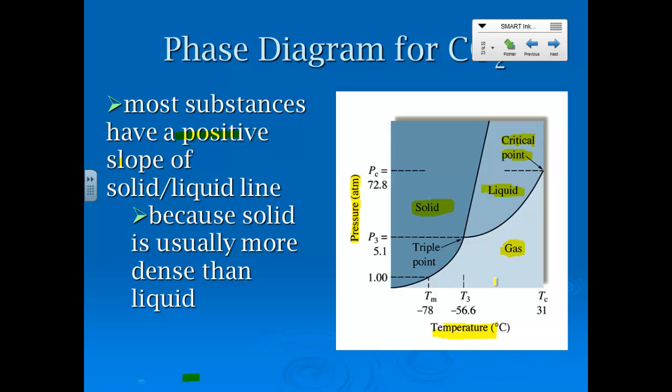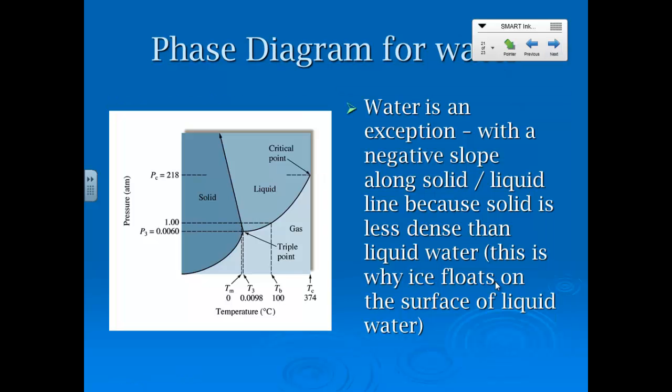Now, most substances have a positive slope at the solid-liquid line because solids are usually more dense than liquids. That's the typical pattern. However, one of those exceptions is water. Water actually has a negative slope, and we've seen this a thousand times, maybe more, but not known it. This is just because solid water, ice, is less dense. So this is why ice floats on liquid water. There's chemistry that goes into it, but it's just the fact that the solid is less dense, so that's why it's got this negative slope.